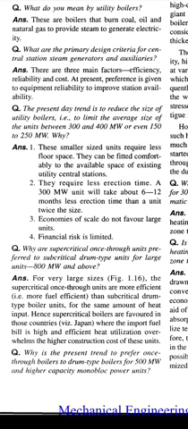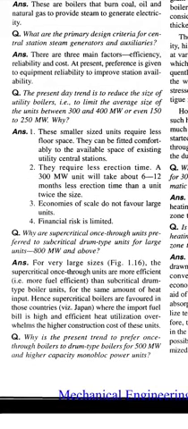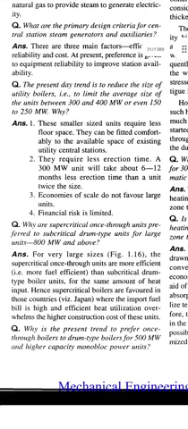Why? Answer. These smaller sized units require less floor space, so they can be fitted comfortably to the available space in existing utility central stations. They require less erection time. A 300 megawatt unit will take about 6 to 12 months less erection time than a unit twice the size. Economies of scale do not favor large units. Financial risk is limited.